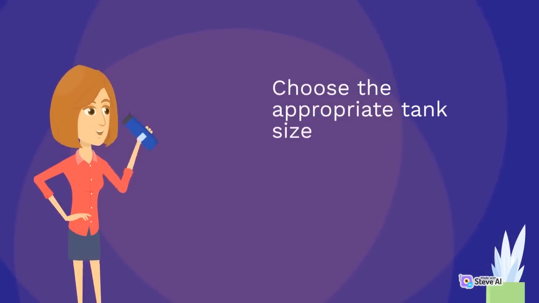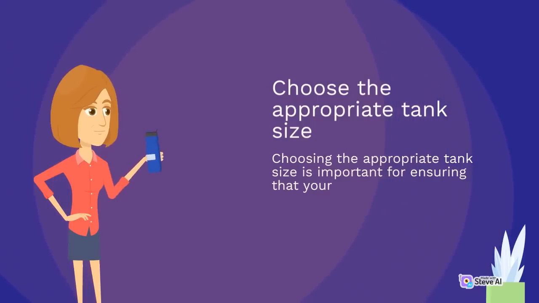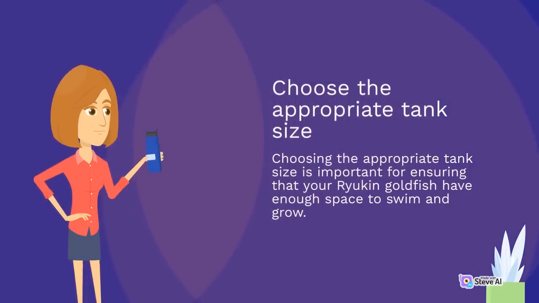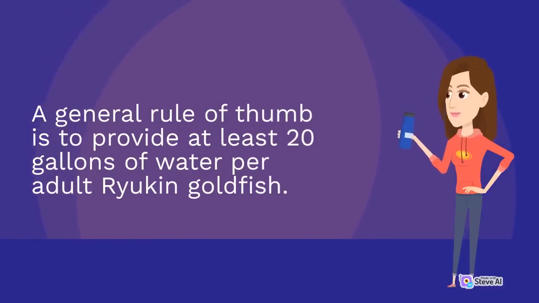Choose the appropriate tank size. Choosing the appropriate tank size is important for ensuring that your Ryukyu goldfish have enough space to swim and grow. A general rule of thumb is to provide at least 20 gallons of water per adult Ryukyu goldfish.